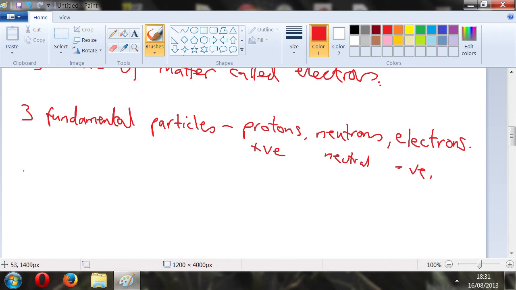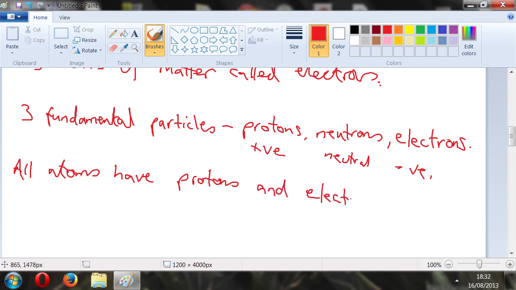Now all atoms have protons and electrons. I believe protium doesn't have any neutrons, so not all atoms have neutrons.